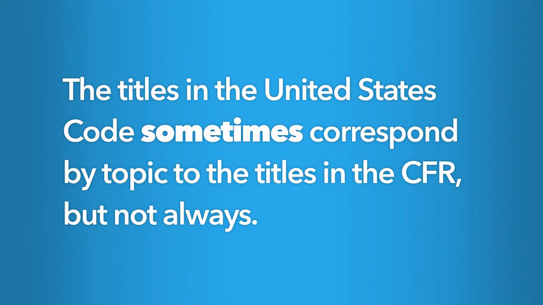While some titles in the United States Code correspond by topic to the titles in the CFR, there's not always a direct correlation. So, for example, Title 26 of the U.S. Code and Title 26 of the CFR contain laws and regulations on taxation. However, Title 10 isn't the same. Title 10 of the U.S. Code contains laws about the armed forces, but Title 10 of the CFR contains regulations on energy. All executive orders and proclamations are published in Title 3 of the CFR.